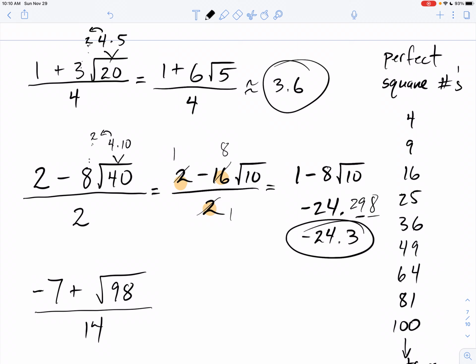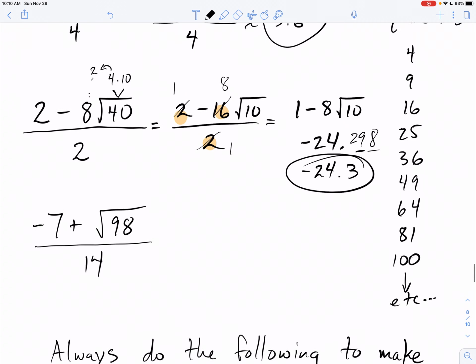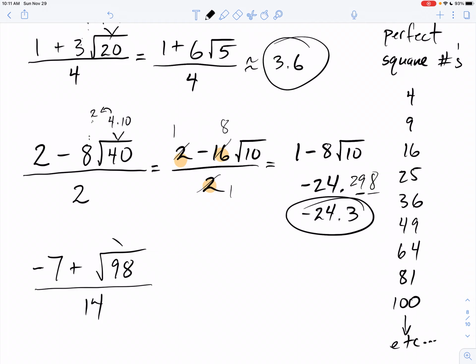Now, I wanted to pick one big-looking number, but you know what? Whoop, I don't want you to see that yet. 98's a big number, but if you play around with it on your calculator, you're going to find one of these numbers over here goes into it. In fact, it's this guy right here, 49. 98 is 49 times 2. What comes out? 7. Oh, so I get negative 7 plus 7 rad 2 over 14.